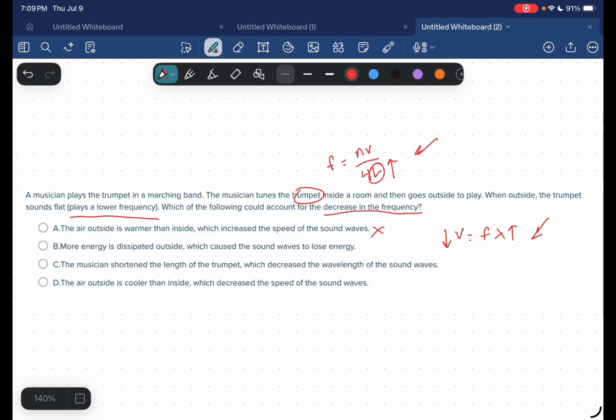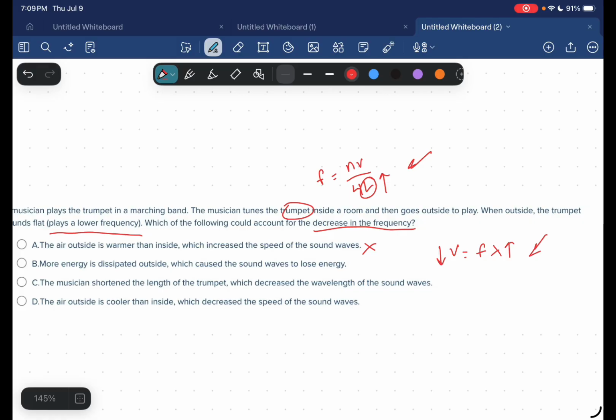More energy is dissipated outside, which causes sound waves to lose energy. And here we see the classic distractor answer choice. While we might be tempted to pick this, energy is not in any of the equations we wrote up beforehand. Energy is related to the intensity or the loudness of a sound. It has nothing to do with frequency. So while there might be a decrease in energy, that does not have any bearing or any effect on causing a decrease in frequency. And that way we can eliminate answer choice B.